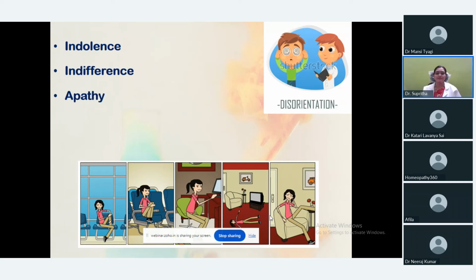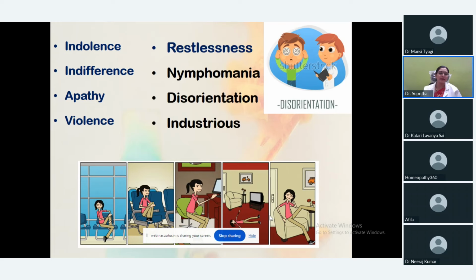So indifference. Also other remedies are there. Women's remedy. What are the other remedies for indifference? Yeah. Sepia. Right. So apathy is seen. Violence. Restlessness. What are the trios of restlessness?